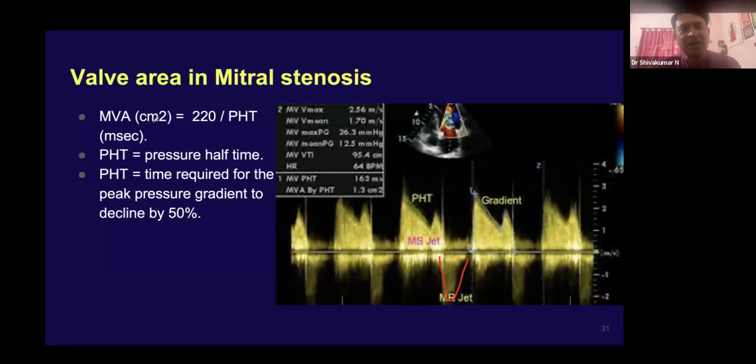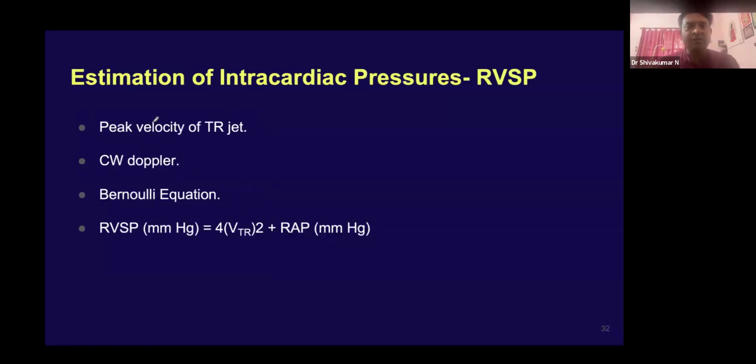In our intensive care settings, we don't usually measure the valve areas, but these are a few measurement principles that you should be aware of. So from the valve areas, we move on to measurement of intracardiac pressures that is commonly performed. The measurement of right ventricular systolic pressure is commonly done. We measure the TR, the tricuspid jet velocity, and from the velocity of the jet, we measure the right ventricular systolic pressure.